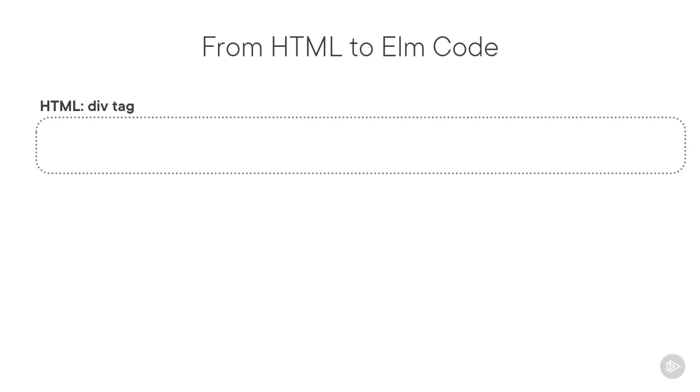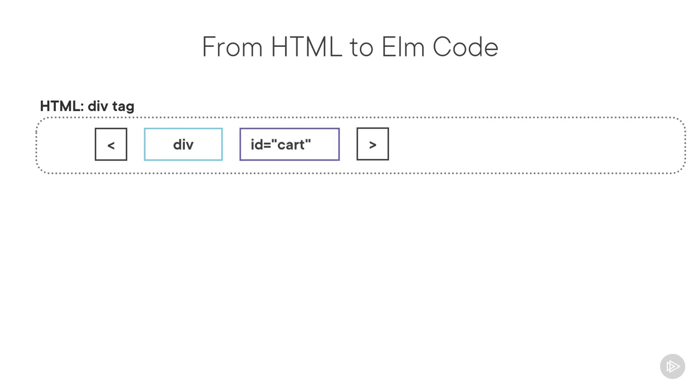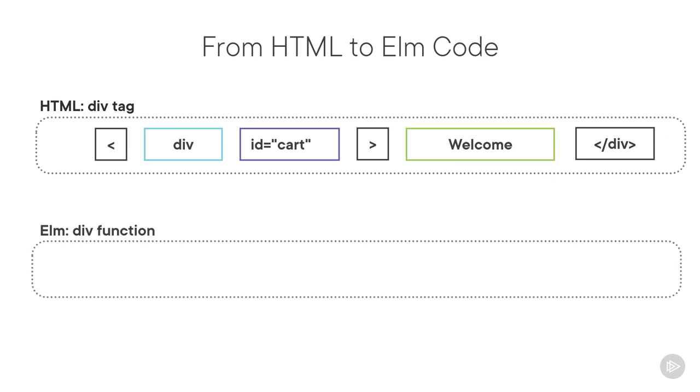The div tag is delimited by left and right angle brackets. The tag can have various attributes such as ID and class. In this example, the ID tag has the value cart. /div marks the end of the div tag. Inside the div tag, we can have various child nodes with other HTML tags, and even just text, such as the welcome text here. To get this HTML code, use the div function in Elm.